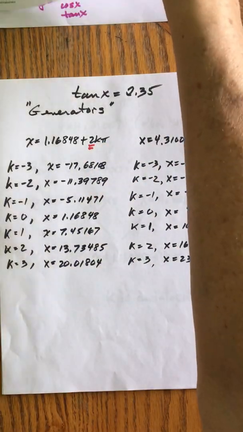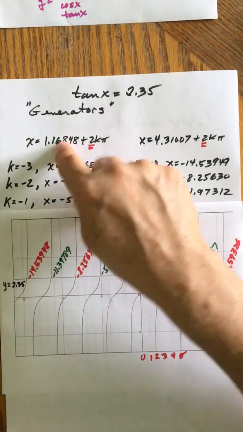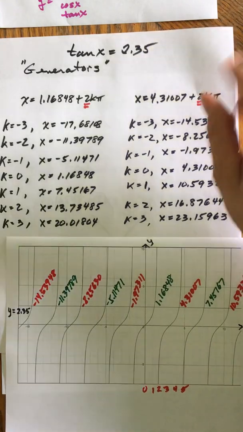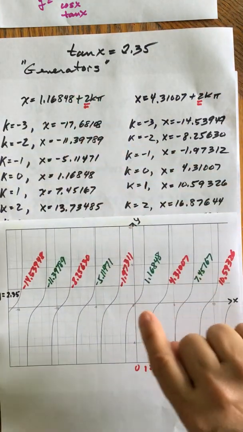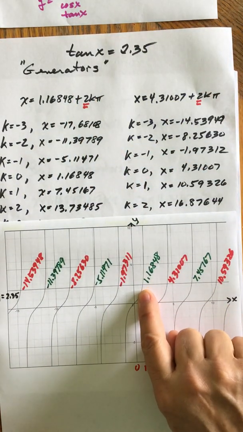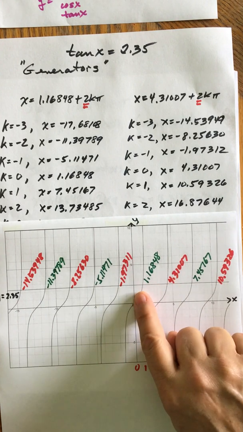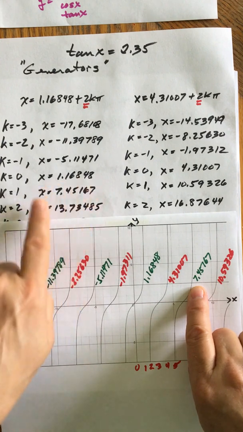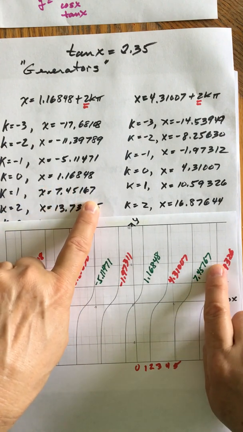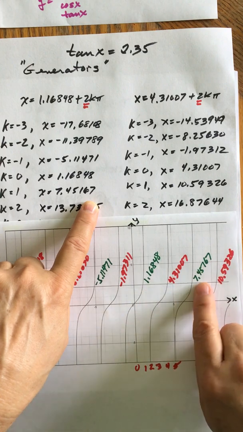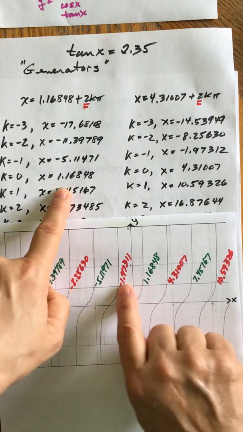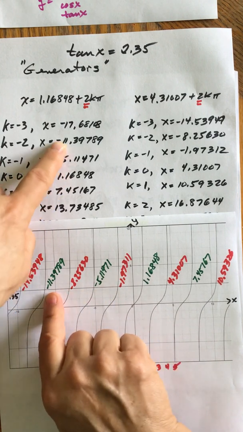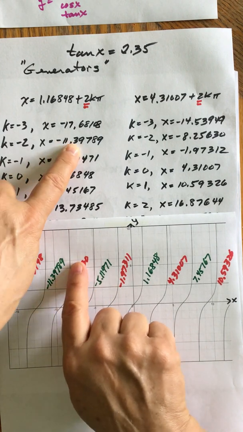But that's basically what I'm saying here. If I look at this one, so let me just pull this up a little. If I look at the 1.16848, which is right here, well, then I go 2 pi. So if I go forward, bink, bink, let's see, I'm now here at this one. So I started at 1.16848. Now I'm at 7.45167. So that was adding 2 pi. If I started here and I go back 2 pi, then I go to 5.11471. And I go back another 2 pi, negative 11.39789.